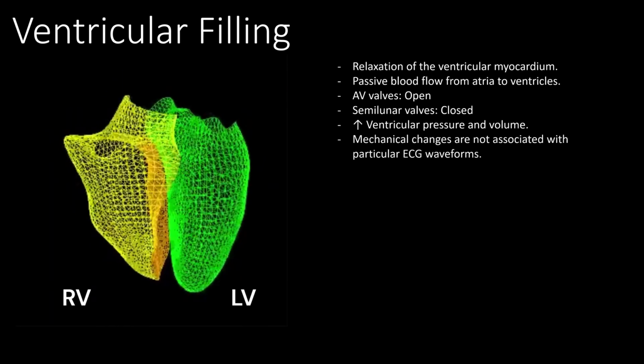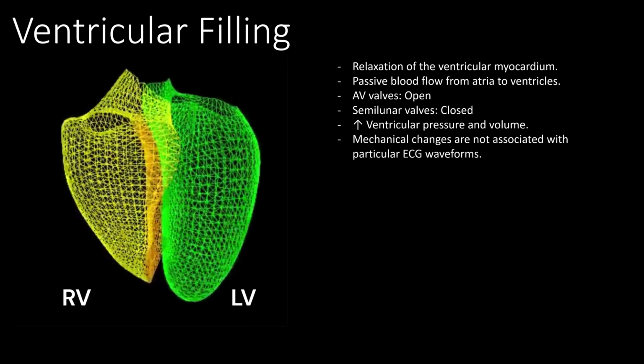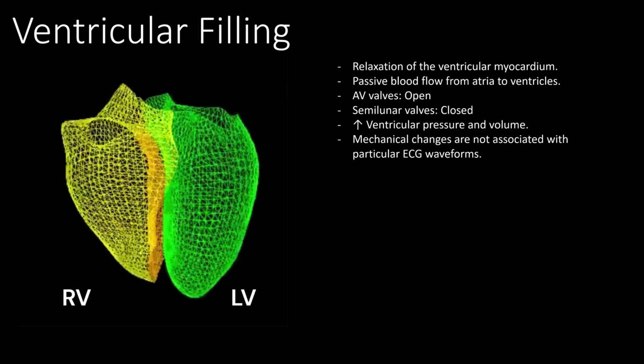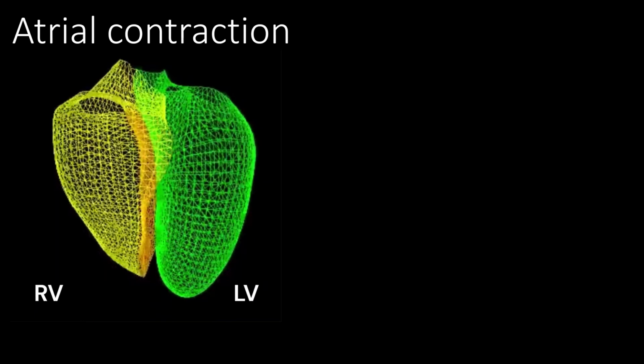This is generally the longest phase in the cardiac cycle and is associated with the time between the T wave and the P wave. As the ventricles fill, the pressure approaches that of atrial pressure, starting the next phase, which is atrial contraction.